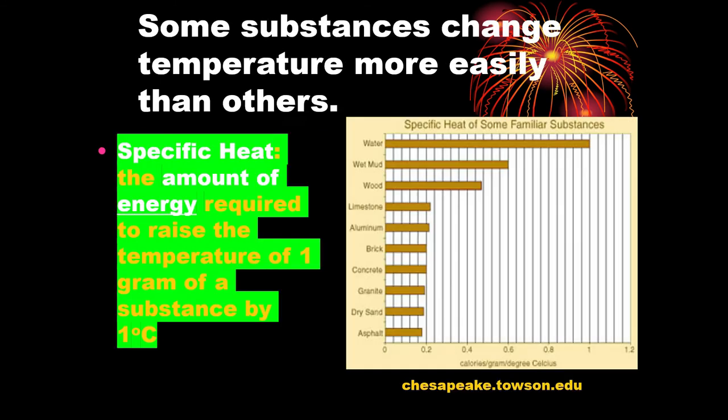Some substances change temperature more easily than others. This is known as their specific heat, which is the amount of heat required to raise the temperature of 1 gram of a substance by 1 degree Celsius. You can look at water as being the highest one. It takes the most amount of energy to change. But some things like wet mud, wood, limestone, aluminum, these take less energy to raise the temperature.